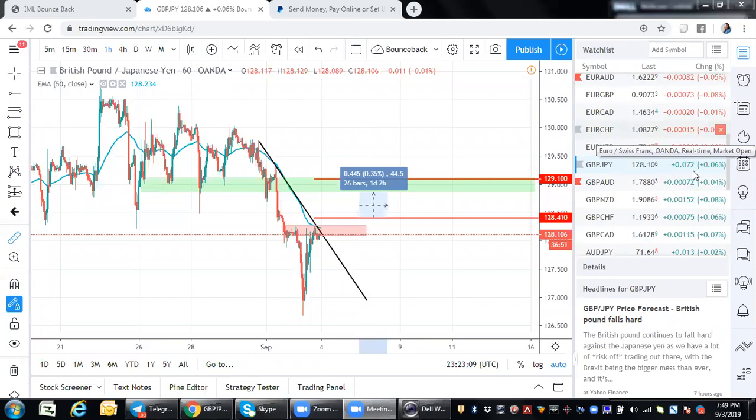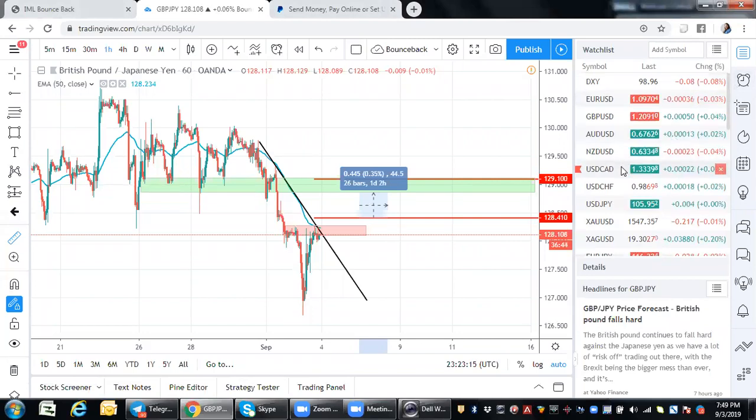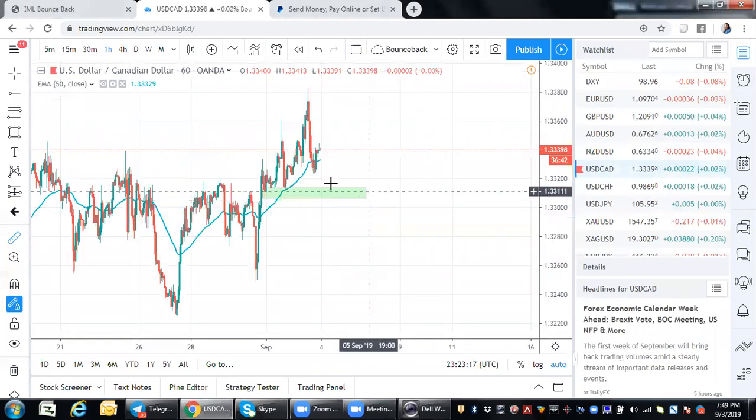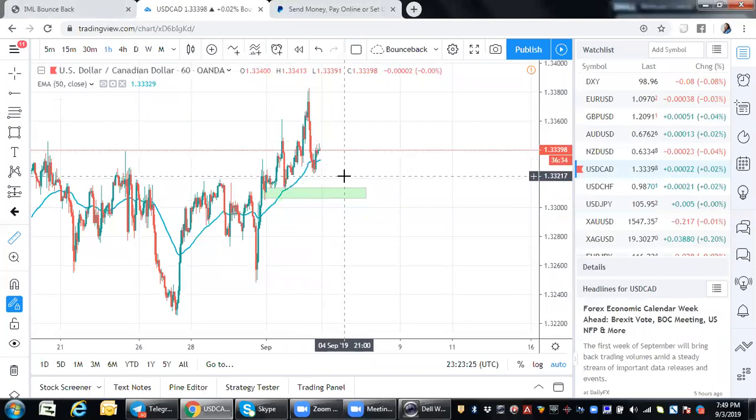UCAD. Right? UCAD also has a head and shoulders pattern forming. There we go. Right? Head and shoulders pattern. You got the left shoulder, head, and now the right shoulder is actually forming.